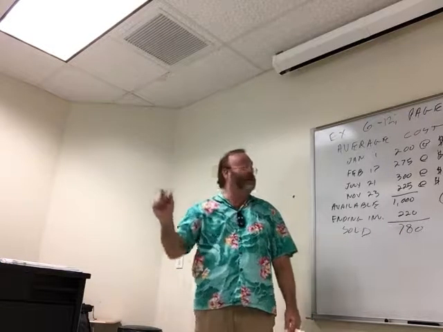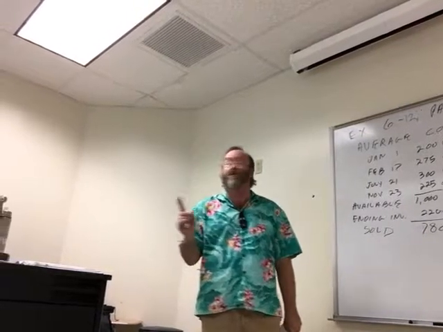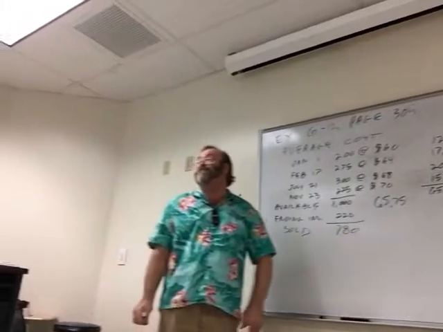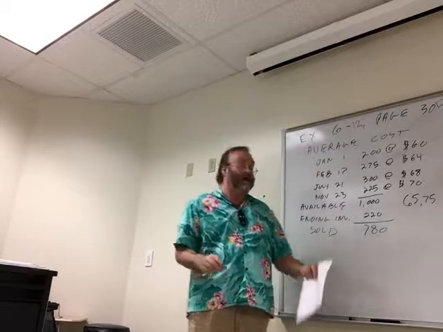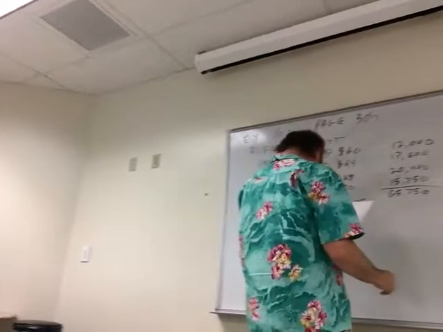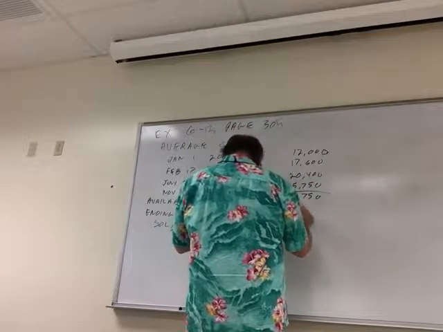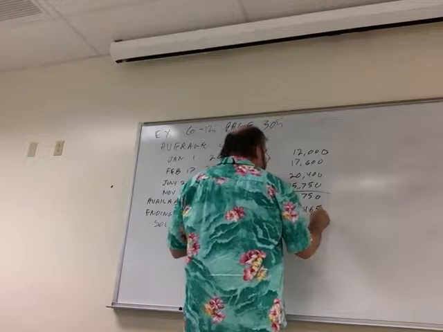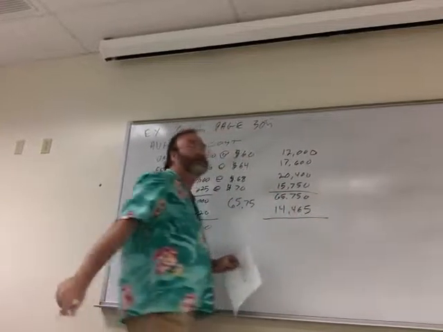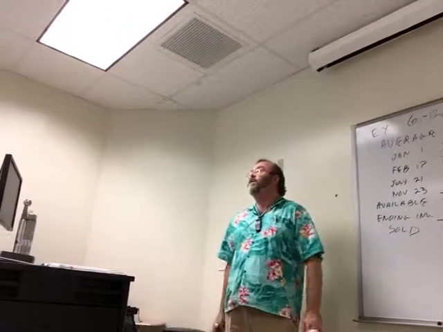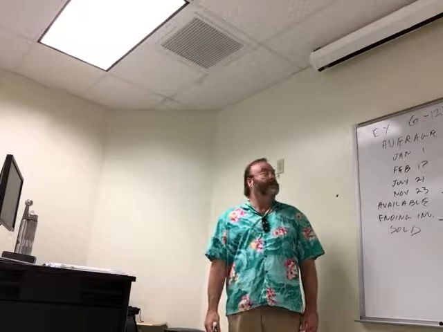So if you have 220 units in ending inventory at an average cost of $65.75 each, that's a total of $14,465. That's the value of ending inventory. Everybody with me so far?